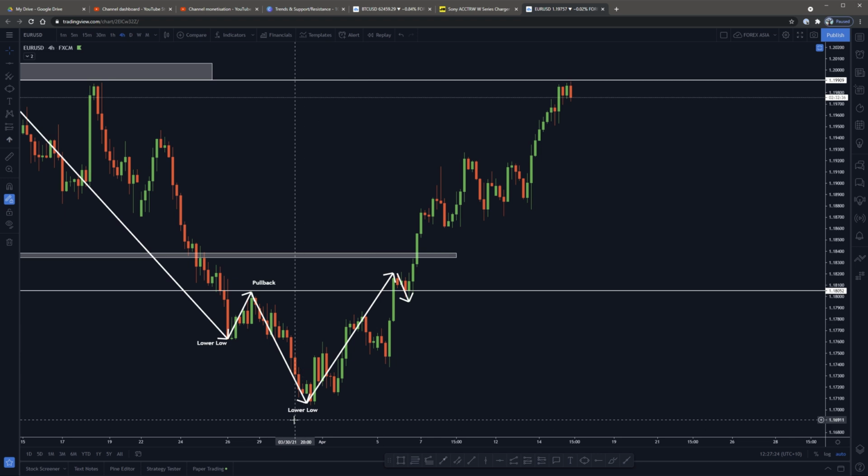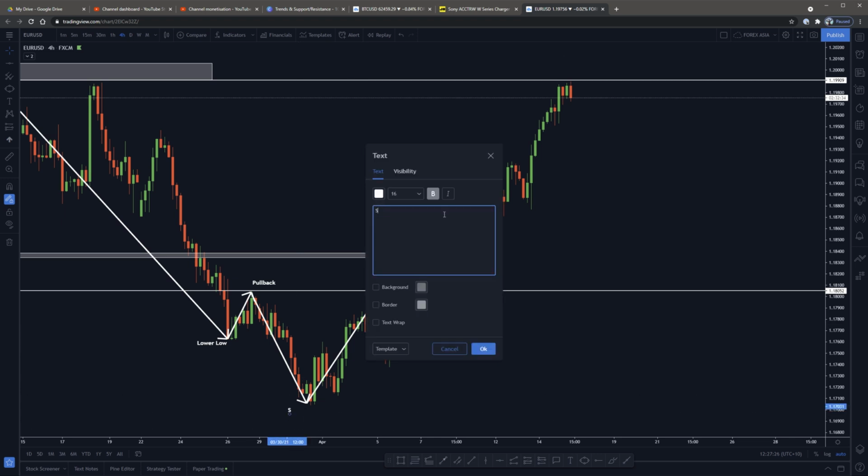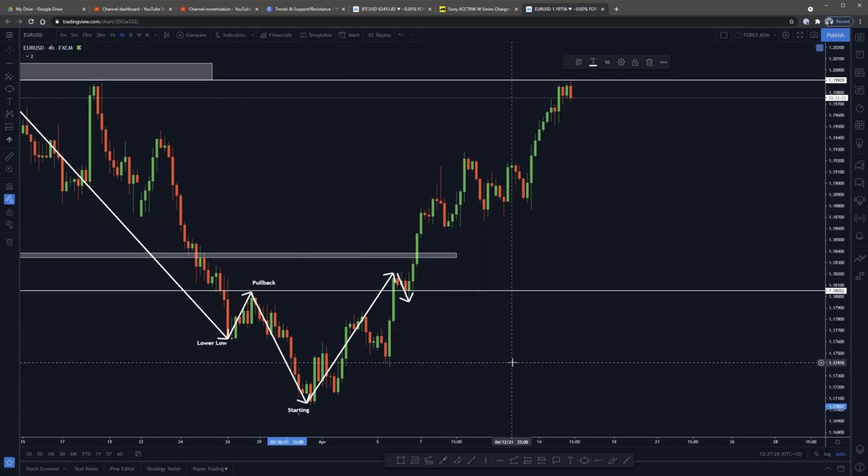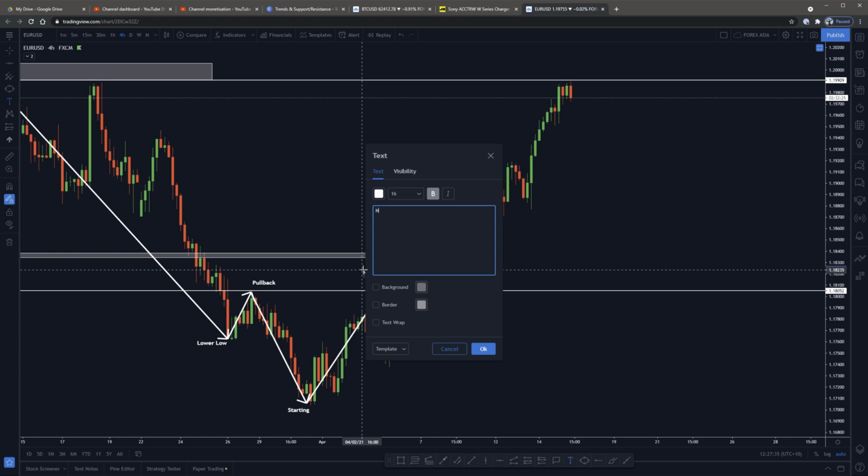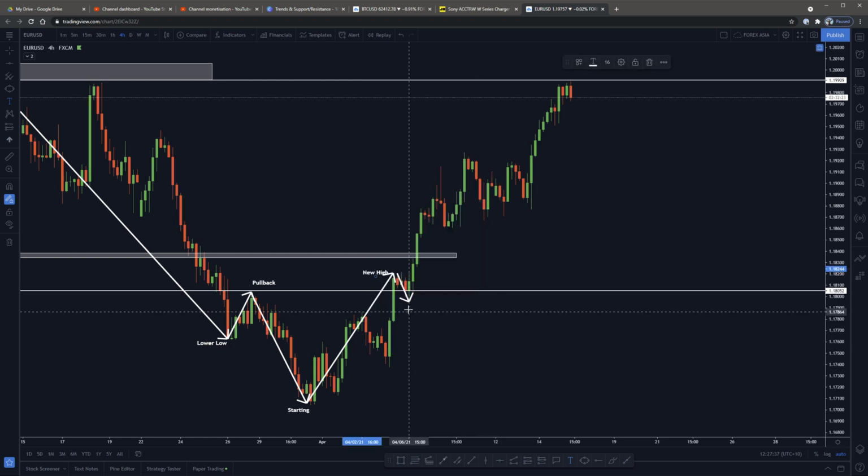So now this lower low becomes your new starting point for this bullish trend. We have our new high. We have our pullback.